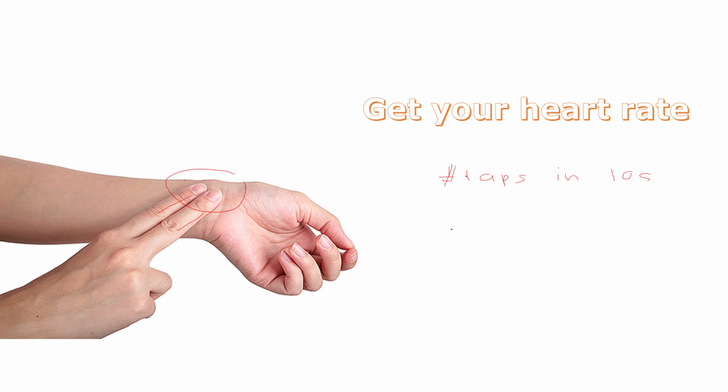Multiply the number of taps now by 6. Why? Because you will find your heart rate for 1 minute. So, for instance, if you count 6 taps during 10 seconds, multiplied by 6, well, in that case, you have a lower rate. So be careful with that. This is the normal way to get your heart rate with your hands and a watch.